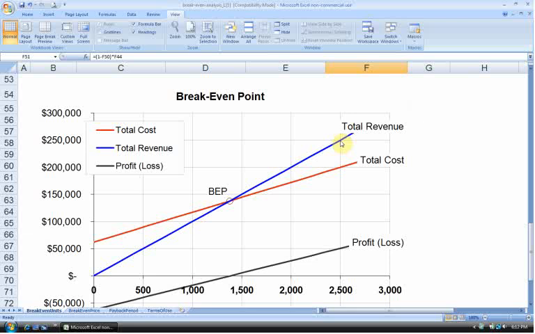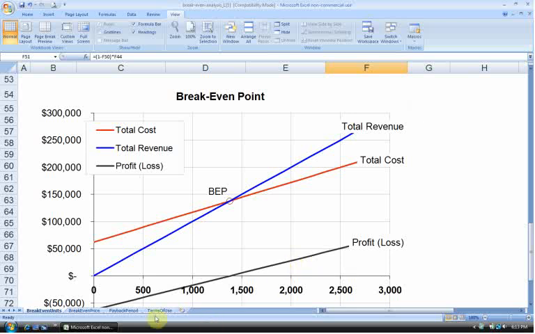that shows our total revenues in blue, total costs in red, and our profit line in black over here. And we can see that our break-even point is right between 1,000 and 1,500, and the profit is zero at the break-even point. So that is a very nice illustration of figuring out how many units you need to sell given a specific price and given specific costs.